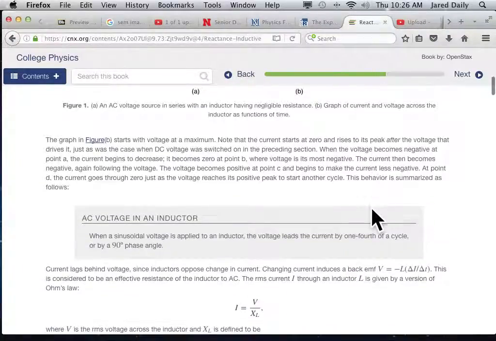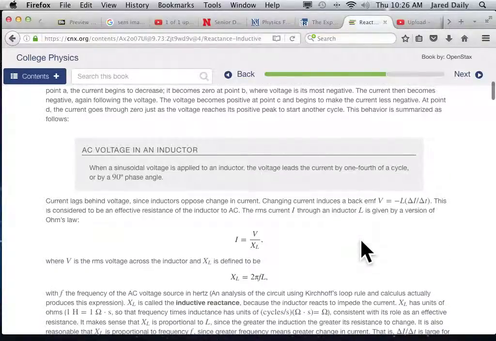This so-called resistance that an inductor pretends to put into an AC circuit, we call it the reactance. And it behaves much like a resistance, but it is out of phase. It behaves like a resistor at a different time than a resistor would behave.